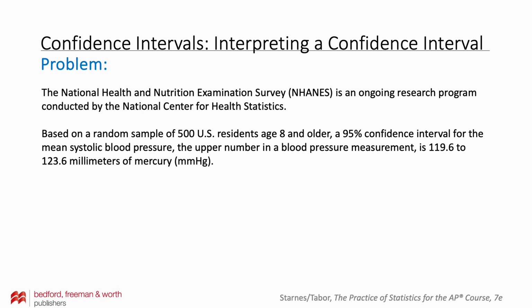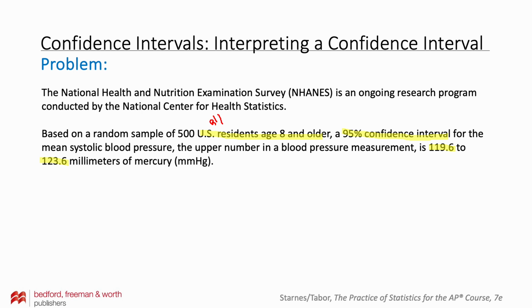Let's identify the confidence interval. So when we read this problem, the confidence level is 95%. Let's identify what the population is here. It's not the 500 U.S. residents, it is all U.S. residents age 8 and older. And again, this is all. Now let's identify the range that they gave us. So the range here is 119.6 to 123.6 millimeters of mercury.